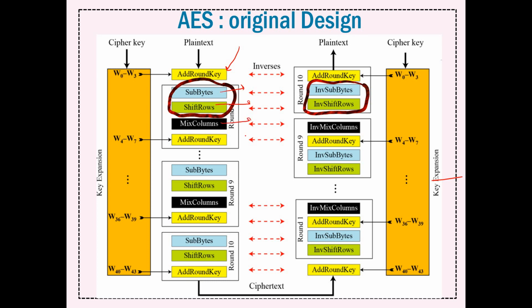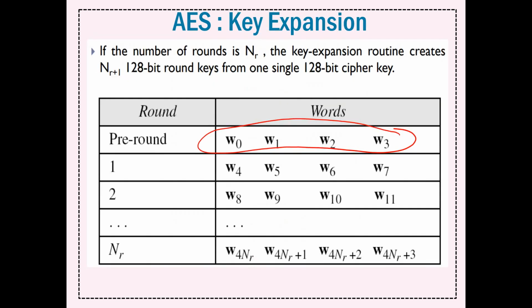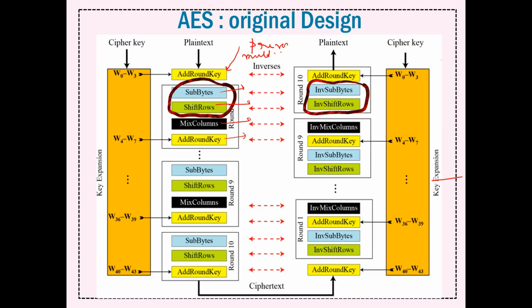This is my mix column, and this is my add key. Alright, so we are going to discuss these four state transformations after this pre-round transformation. So this is my pre-round transformation. After that, all these four transformations will happen for every round.